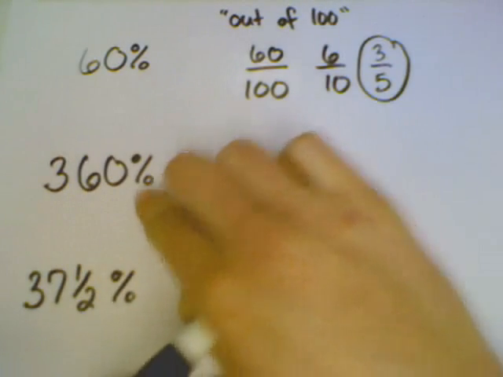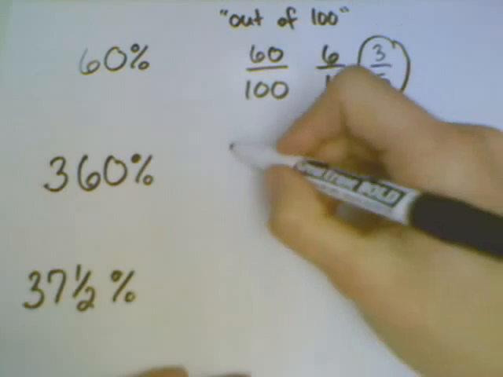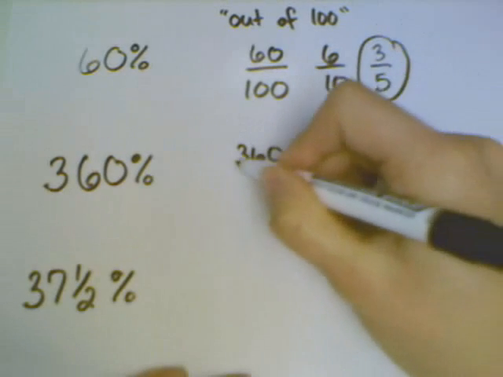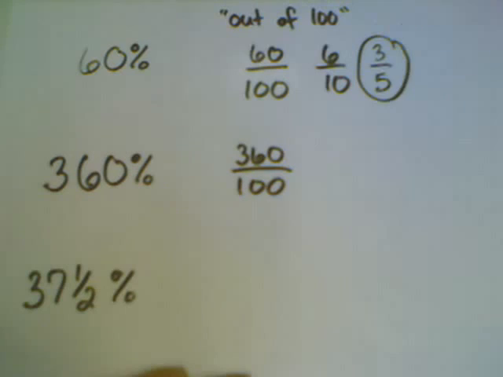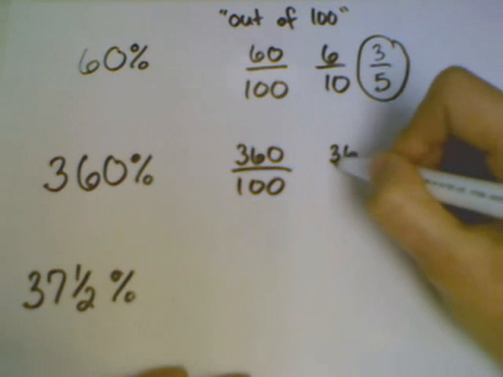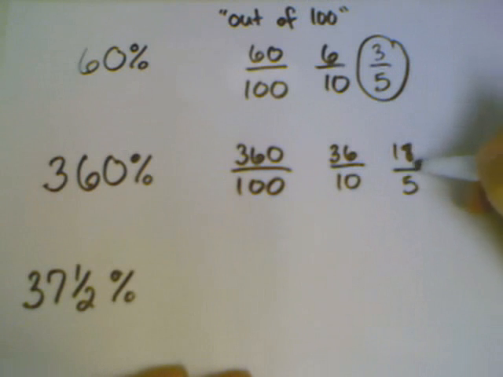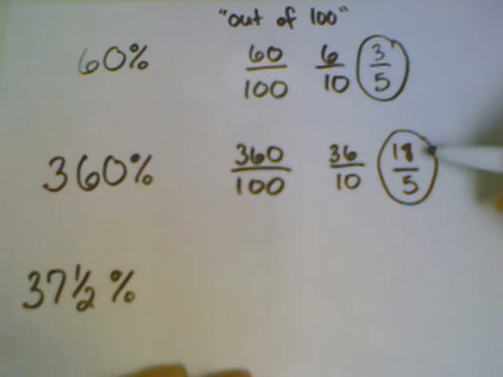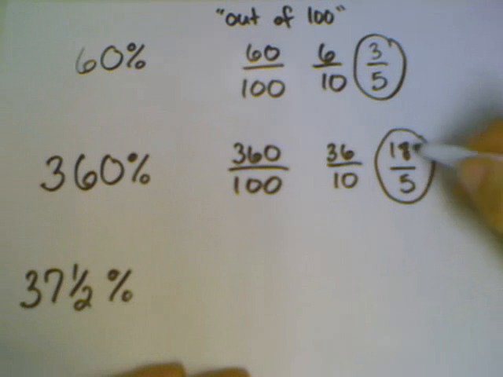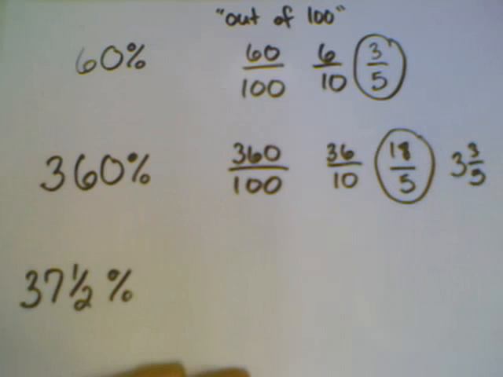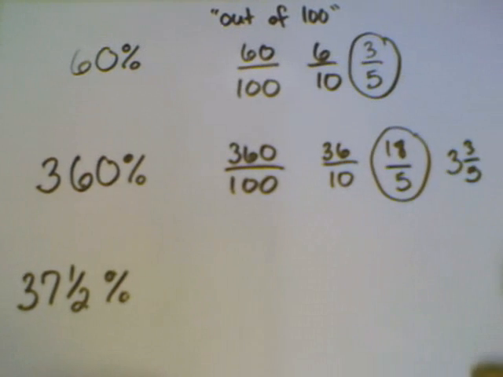This next percent I have is over 100%. That's okay, I can still use the same method. 360% means 360 out of 100. If I divide both by 10 and then divide both by 2, I will have 18/5 as my improper fraction. The back of the book will give your answer as an improper fraction. If you want to give it as a mixed number, well, 18/5, I can take 3 groups of 5 out of there with 3 left over. 3 3/5 would be an acceptable answer as well.